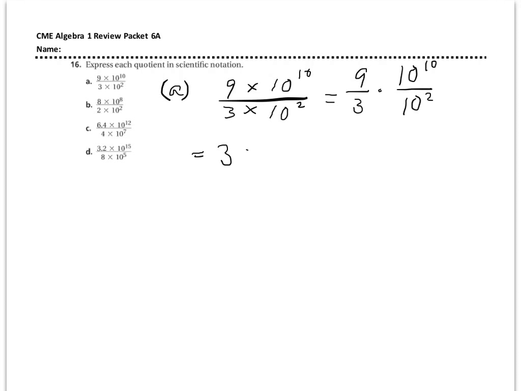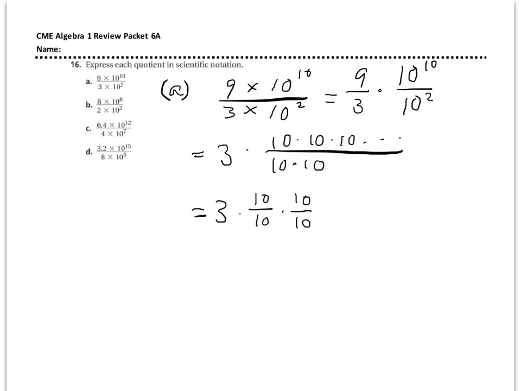And actually, let me just do that. 10 times 10 times 10, 10 copies of that over 10 times 10. So that's 2 copies of that. If you look at this one, we can make 1 because 10 divided by 10 is 1. So we have 3 times 10 divided by 10 times 10 divided by 10. And then upstairs we have some copies of 10. Downstairs we have nothing. That means we have 1. So here this is 1 and this is 1, and then 3 times 1 times 1 is 3. So that's 3.